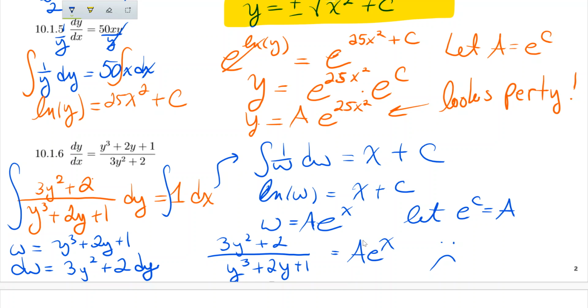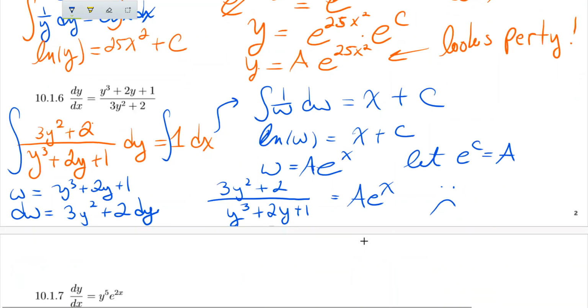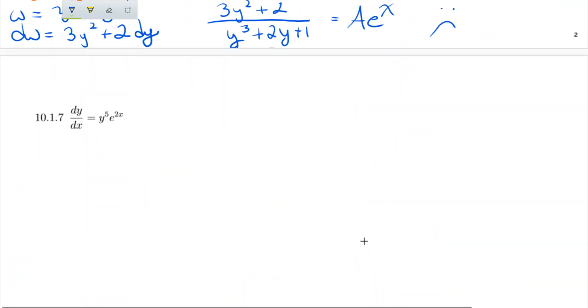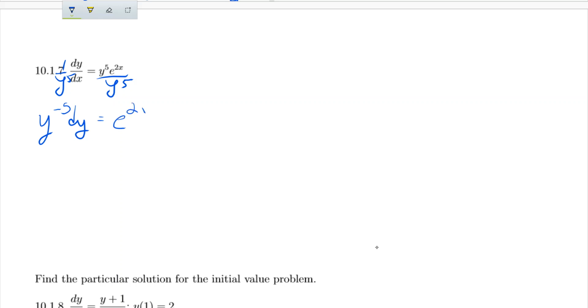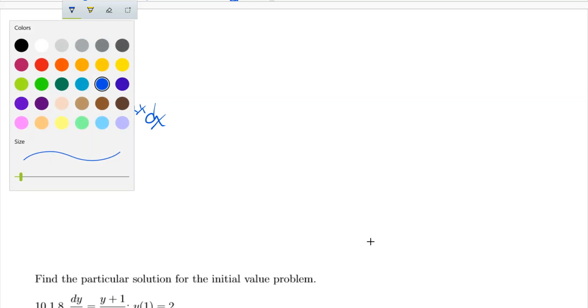Here we go. Last one. And then we're going to do some initial value problems. All right. Do I like this one? I don't remember. It's fine. We're going to divide by y to the 5th. Always moving that y over. So on this side, I'm going to have y to the negative 5 dy equal to e to the 2x dx. Let's integrate this up.